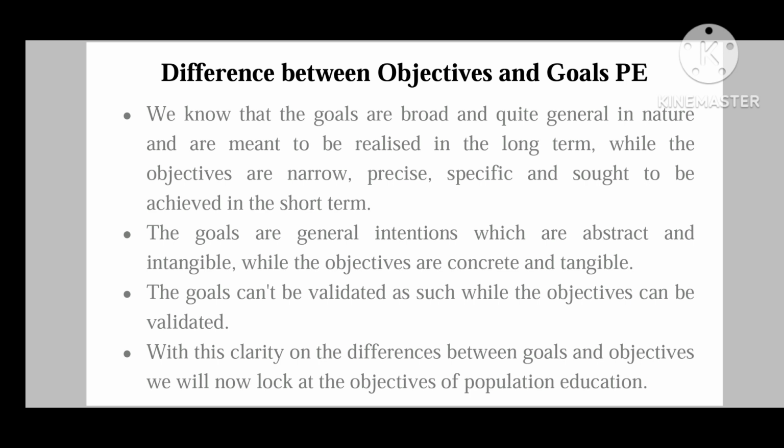The goals are general intentions which are abstract and intangible, while the objectives are concrete and tangible. So objectives are concrete and tangible, while the goals are abstract and intangible. The goals can't be validated as such, while the objectives can be validated. So this is the difference between goals and objectives.